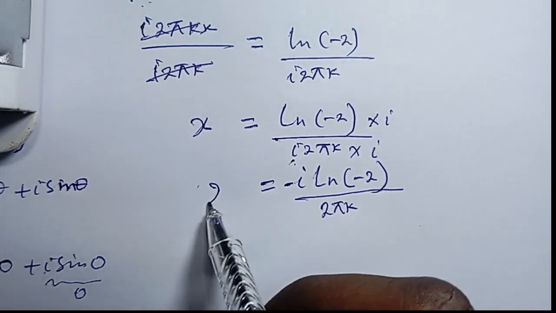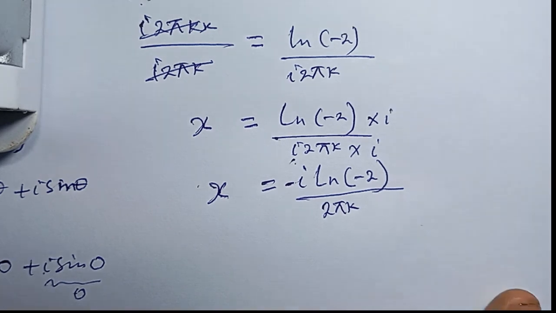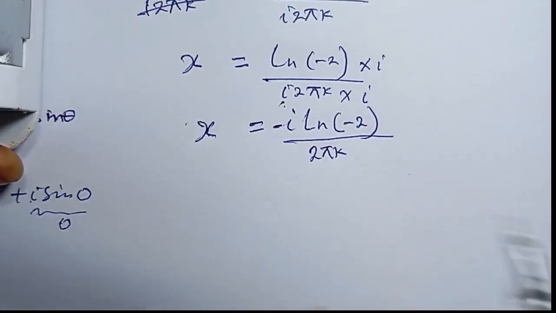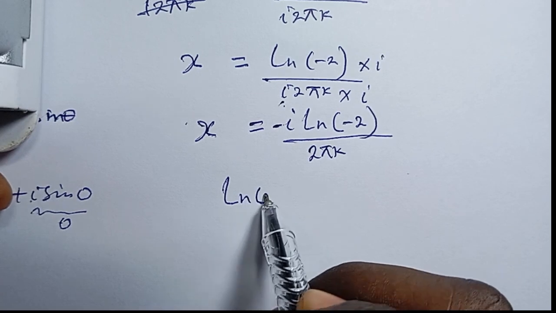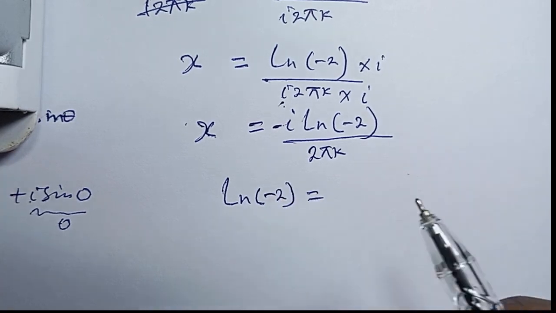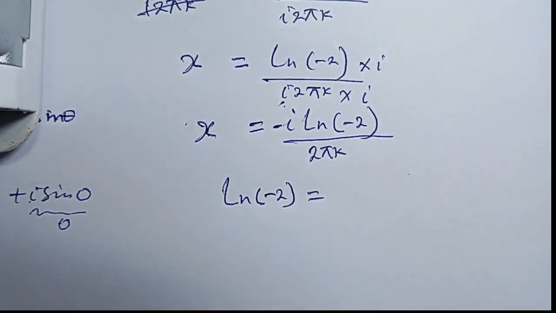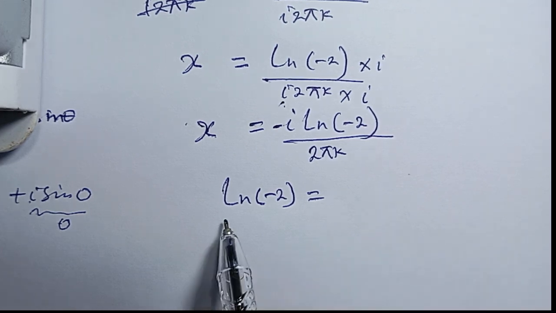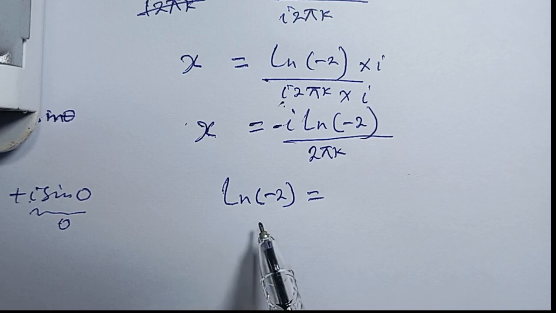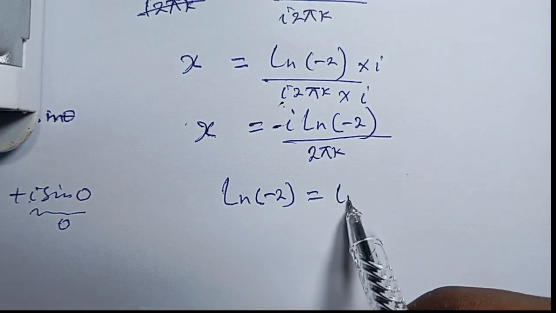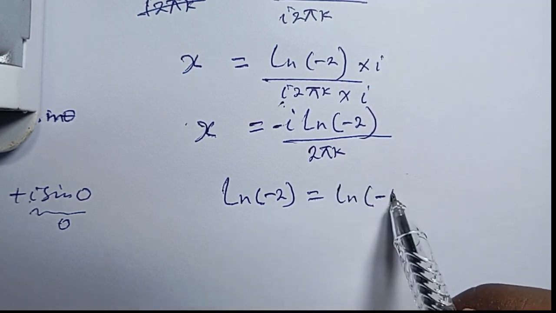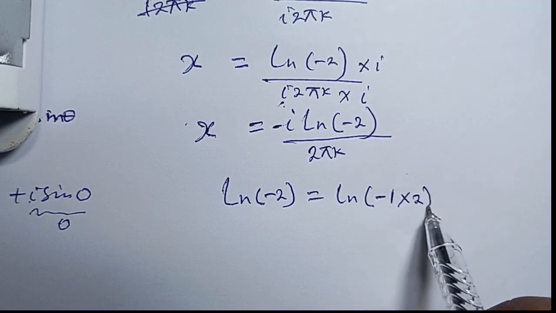So this is what we have at this point as the value of x, but then there are still more problems which we need to simplify, because this natural log of negative 2 does not exist for real numbers. So we want to also find a way to simplify this and then have some complex expressions for it. Of course, you know that we can write this natural log of negative 2 as natural log of negative 1 multiplied by 2.